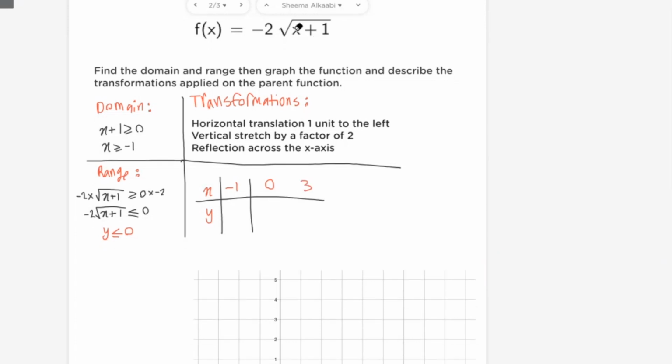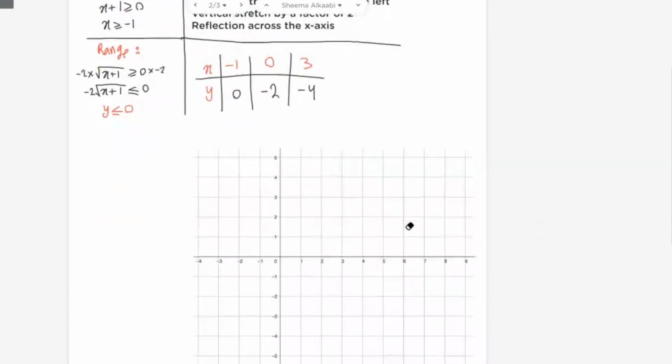Now let's calculate. -1 plus 1 is 0. Square root of 0 is 0 times whatever is 0. So we get 0 here for y. And here for 0, we get -2. Just calculate here. Square root of 1 is 1 times -2 is -2. And then for 3, you get 4. Square root of 4 is 2. 2 times 2 is 4. So you get -4. And you just plot these points.